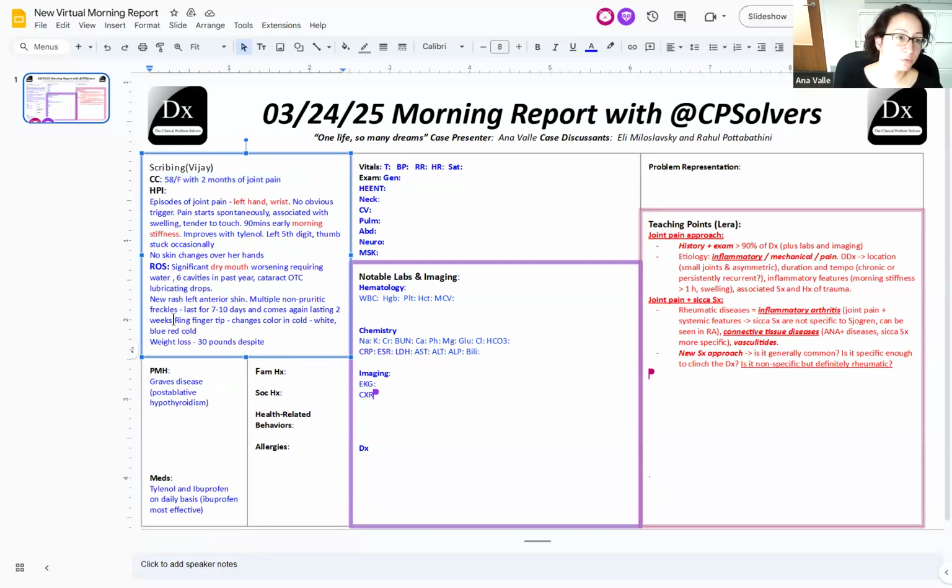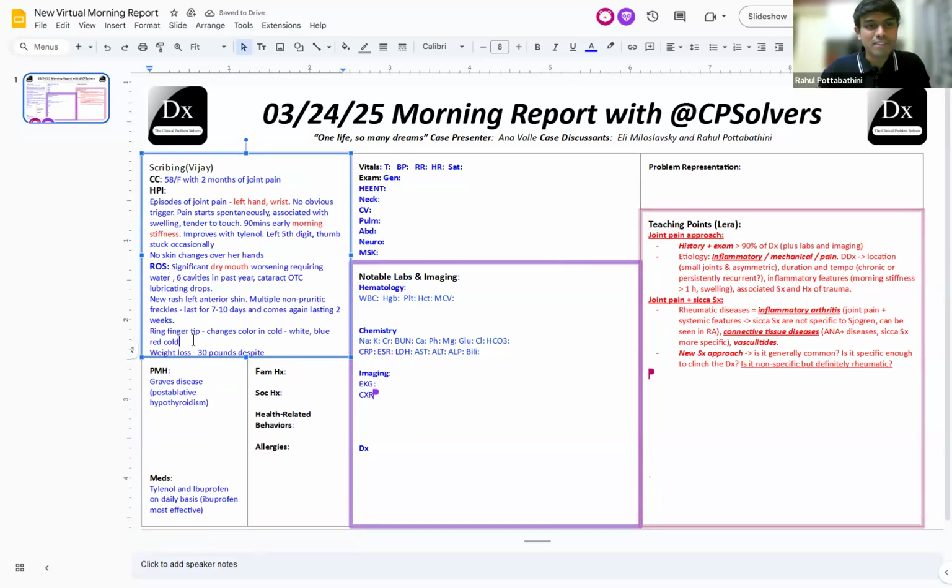So the rash was over 2 months. The Raynaud's was over 2 years. Awesome. Now, how are you going to fit all this together to make the differentials, and how are you going to change your diagnostic process right now?